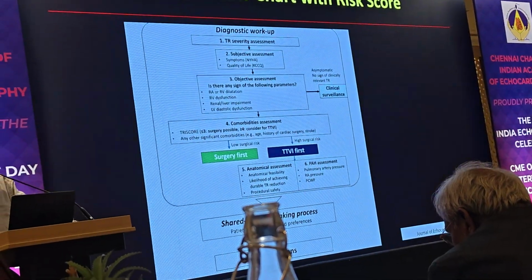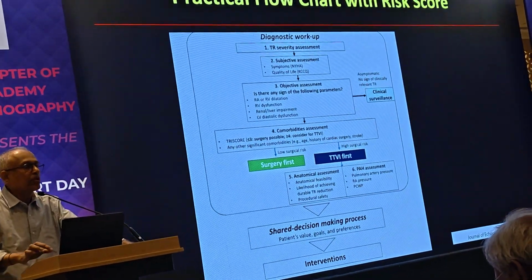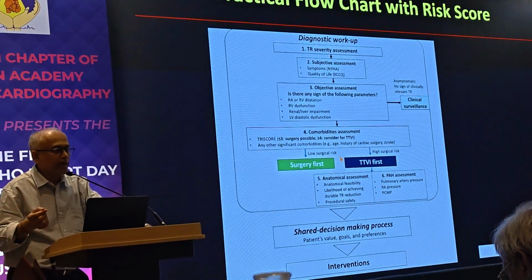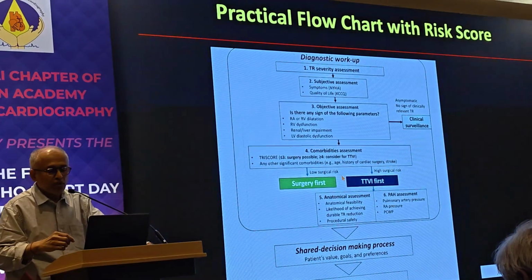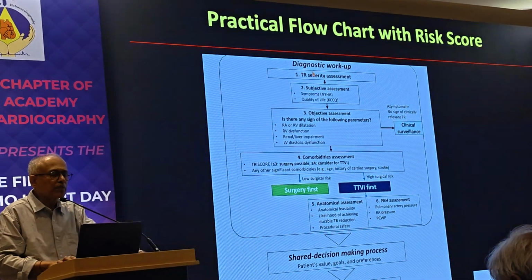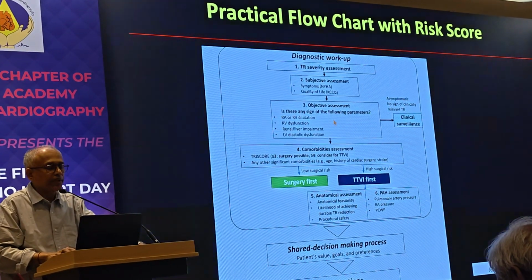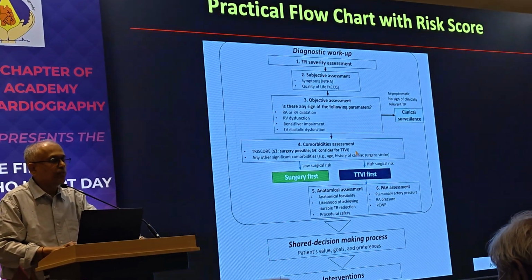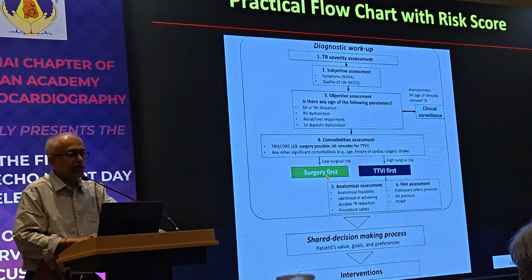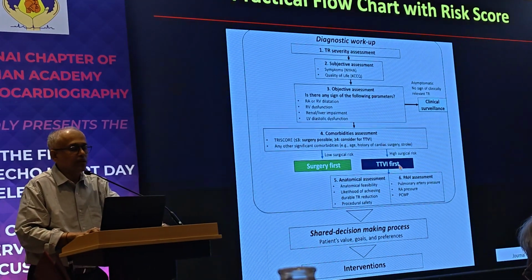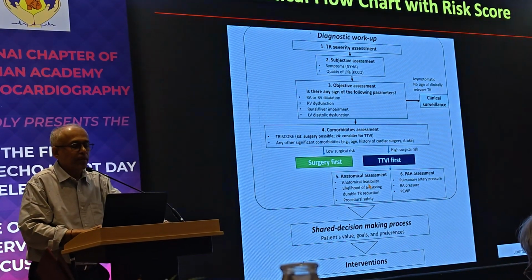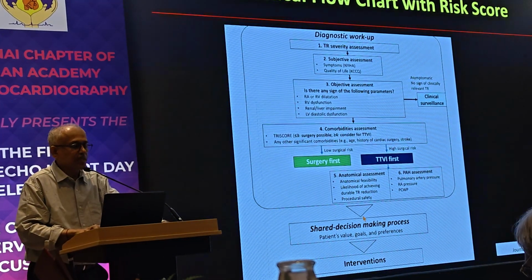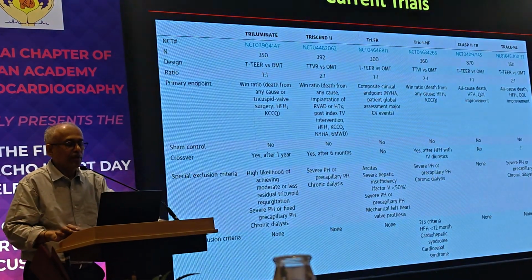And then I'd like to close with this. If one is going to look at the diagnostic workflow, there's just one. It's not a guideline recommendation, but I thought it would look practical. So you start with the severity assessment, subjective assessment, and then look at the objective assessment in terms of the echo, and then clinical surveillance, and then you bring in the scores here, and then decide: low surgical risk, surgery first; high surgical risk, you go to the transcatheter, and again looking at the anatomical and pH assessment, you look at the various options that are available, and then discuss with the patient, and then the intervention is done.